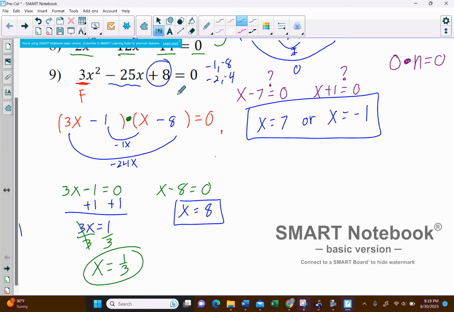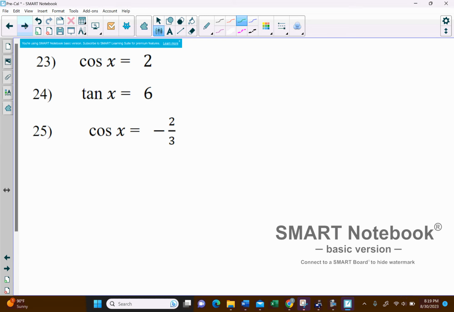Okay, let's move on to the trig questions. The first one says, what is cosine of x that will make that ratio equal 2? And it's no solution or undefined.